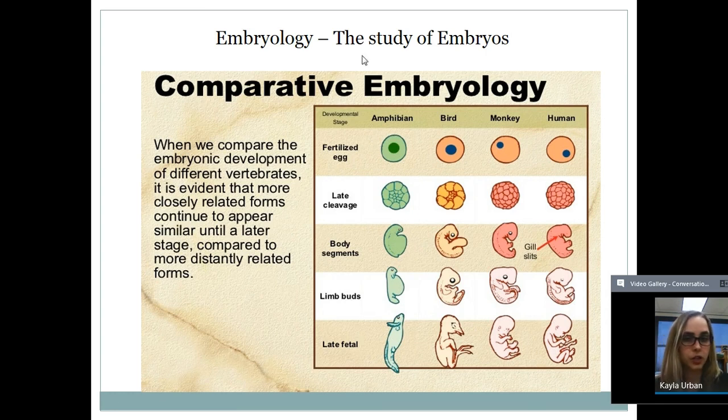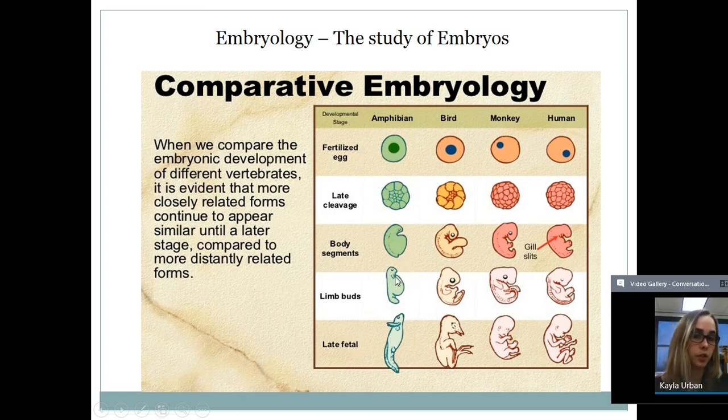Then as they start to develop, you have a stage called late cleavage. Becomes a blastula and then late cleavage. And it looks just like a ball of cells. And then as the body segments develop and you have like the heart and the tail and the head area with the gill slits, and humans develop gill slits also, you can compare and see at this stage even amphibians and birds and monkeys and humans still look very similar, with amphibians looking the most different.